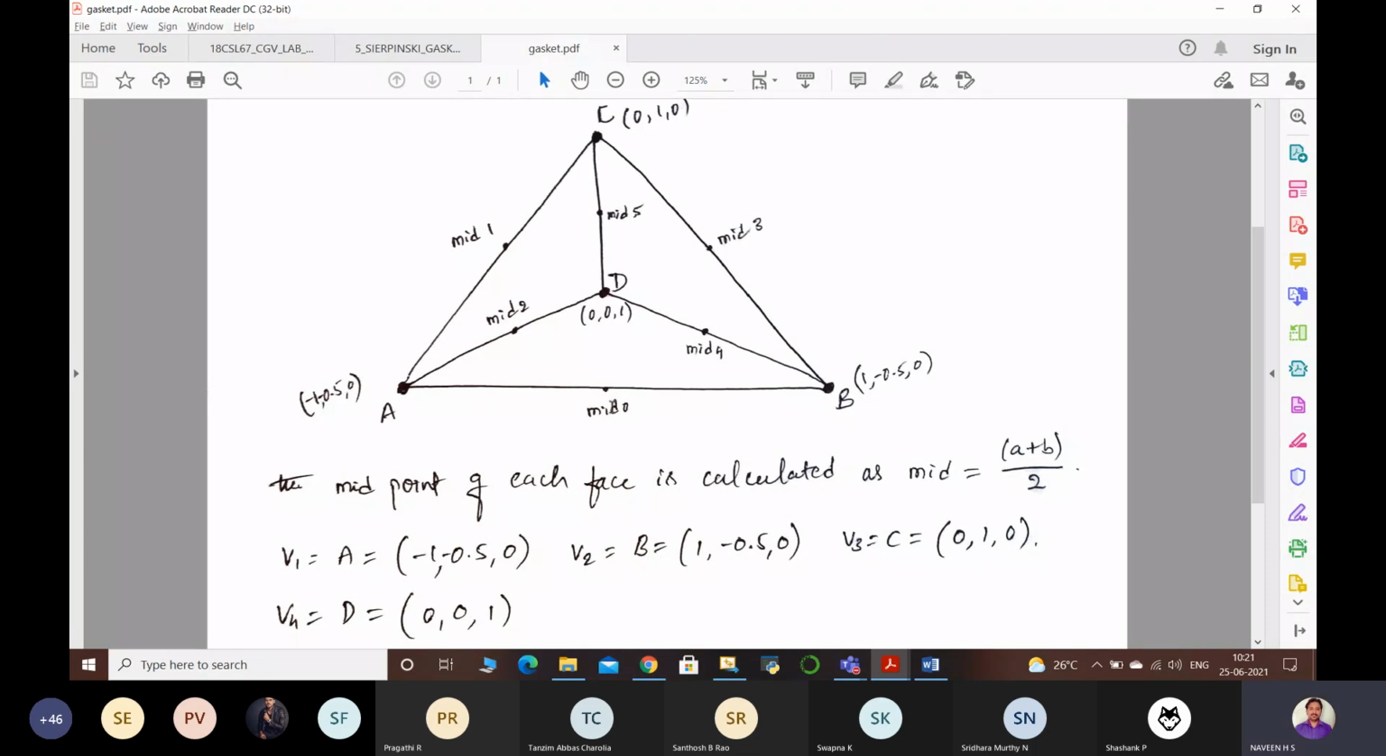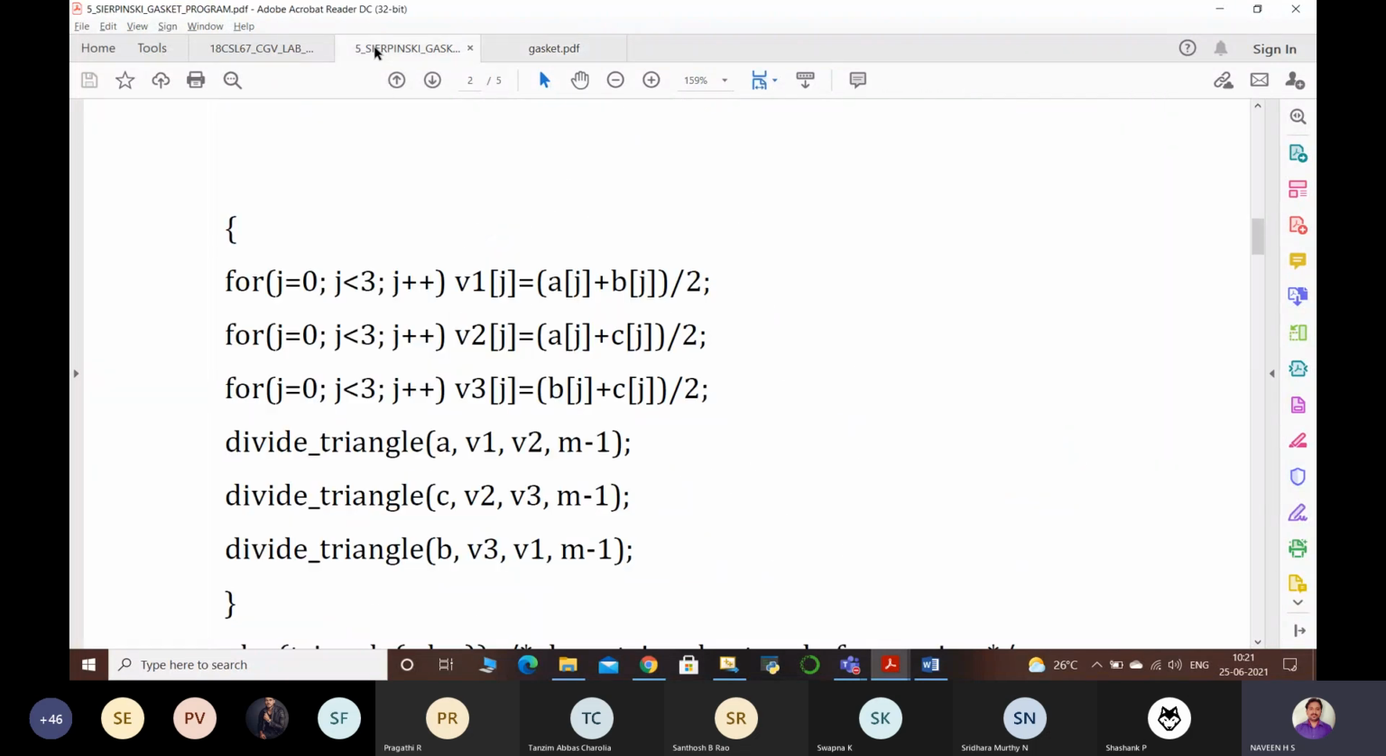Same thing I am applying. This is the general formula. If you go to the exact, this is A of j plus B of j divided by 2. You will get mid 0. So this is the mid 0, the first. Like that, for all the edges, for all the vertex combinations, you have to calculate the midpoint, so that you are able to get the new triangle. That is what happens in one iteration: one time you are going to divide your triangle.